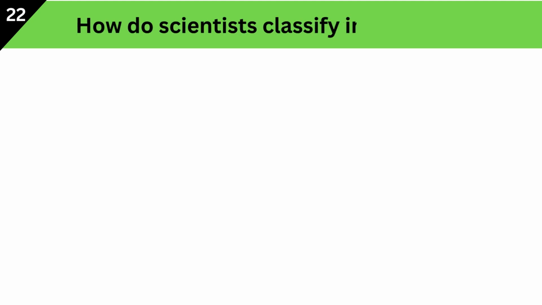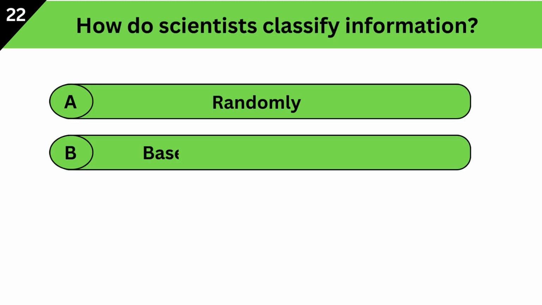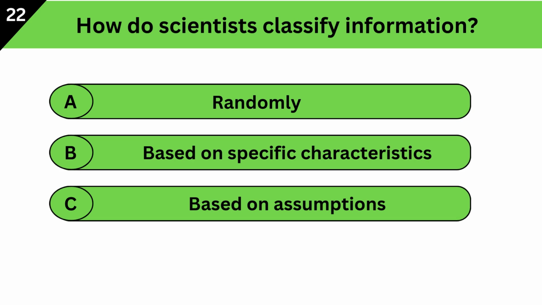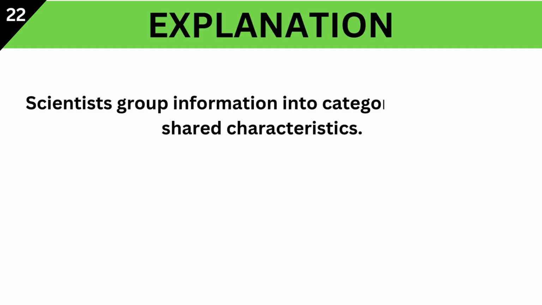How do scientists classify information? Option A, randomly. Option B, based on specific characteristics. Option C, based on assumptions. Correct answer. Explanation. Scientists group information into categories based on shared characteristics.